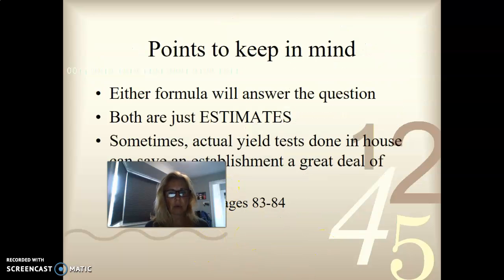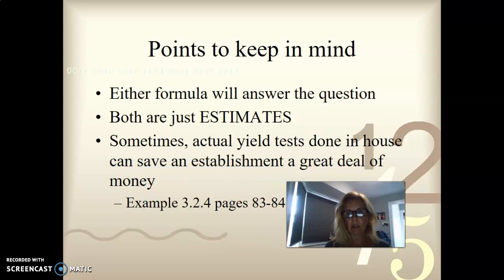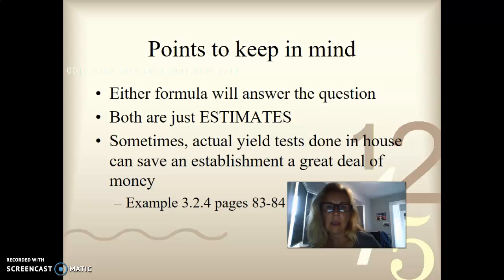So here are some points to keep in mind as you're doing this. Either formula will answer the question. Both are just estimates. Sometimes actual yield tests done in-house need to be done, and we talked about that in PowerPoint 3.1 and why that is the most accurate way to get a yield, even more accurate than the figures you'll see in the book of yields.